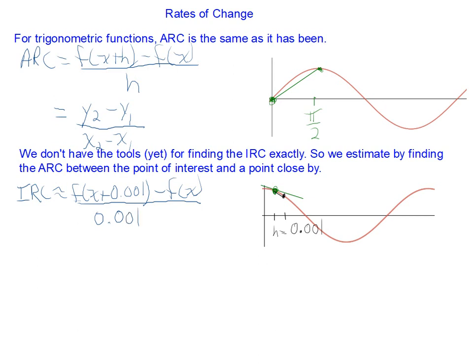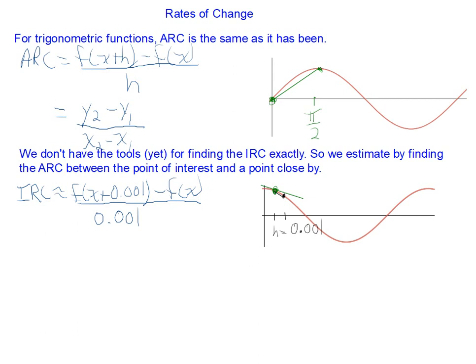So that's the only difference here. So we don't have to go through it, and it is an estimate, but that's okay. You'll learn a little bit later, if you continue on after this course, how to find the actual instantaneous rate of change for a trigonometric function, but we just don't have the time to get into it in this course.